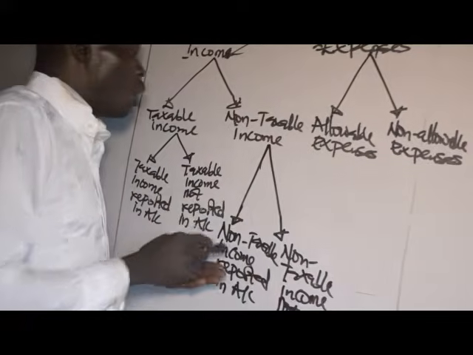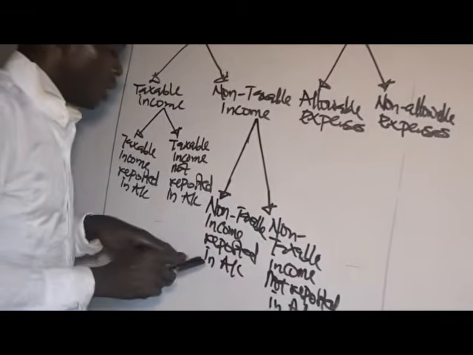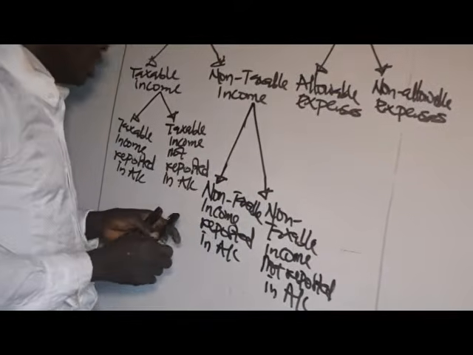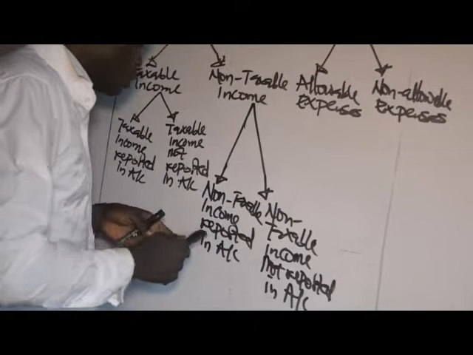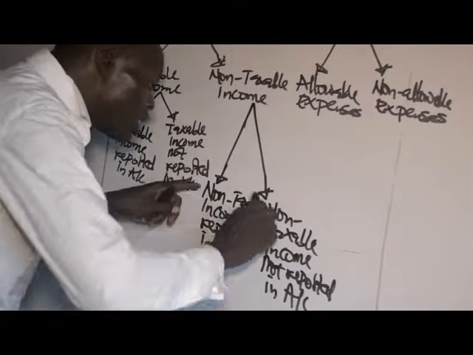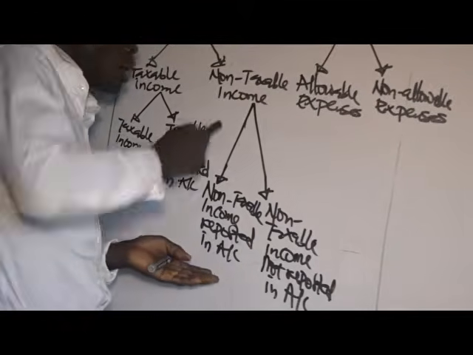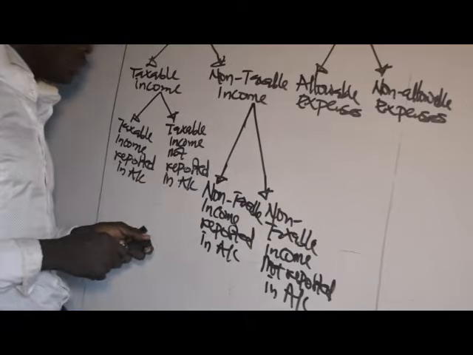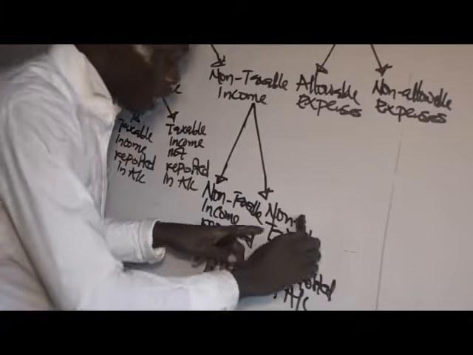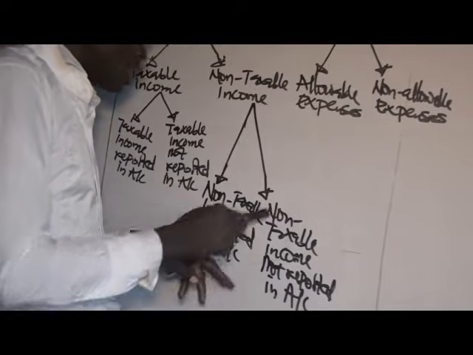These are incomes that cannot be taxed in the hands of the recipient, the income earner, in accordance with the tax law or tax provisions. So, not taxable income reported in account: this income cannot be taxed, and it has been included in the net profit figure reported in the income statement. Then we also have not taxable income not reported in the account. This income cannot be taxed, and it has not been included in the net profit figure reported in the income statement.